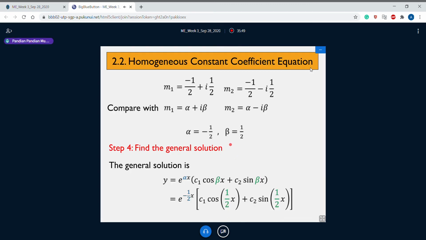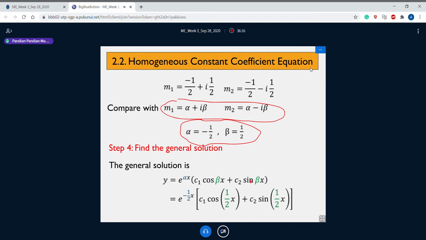Now with that, you can find the root. You can recall now m1 is alpha plus i beta, m2 is alpha minus i beta. Therefore, alpha is minus half, beta is half. These are the complex roots.